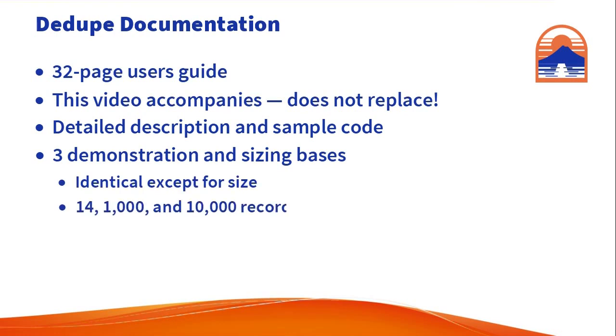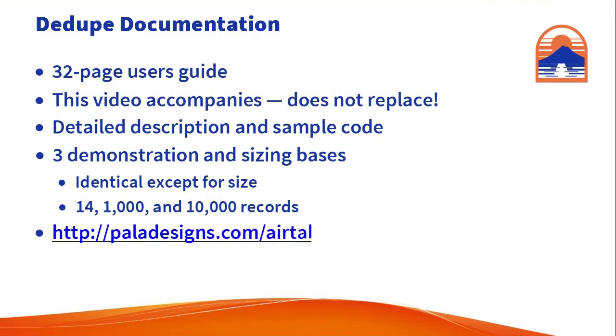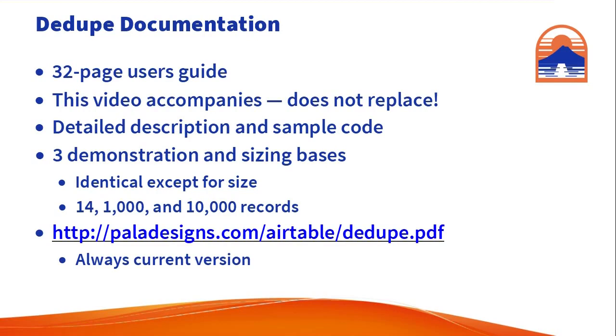There's a 14 record, a 1,000 record, and a 10,000 record base. The 1,000 and 10,000 record bases are provided so prospective users may get a feel for how the routines will function in their own environments. The document can be found at pauladesigns.com/airtable/dedupe.pdf. This will always be the most up-to-date version of the document.